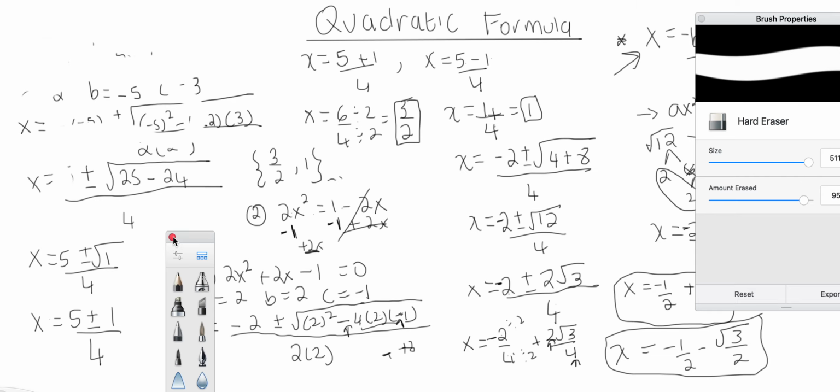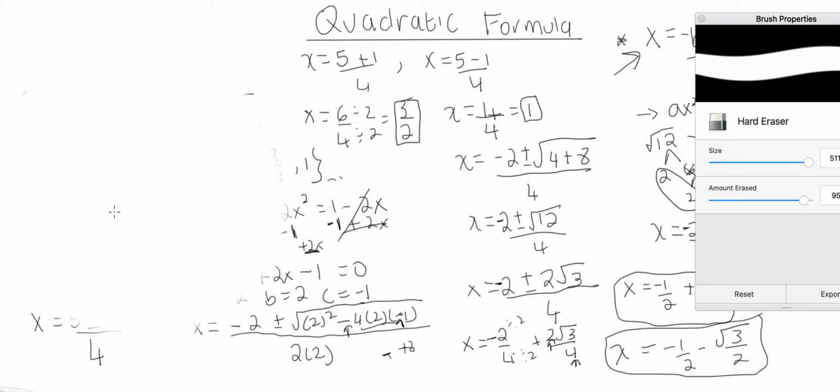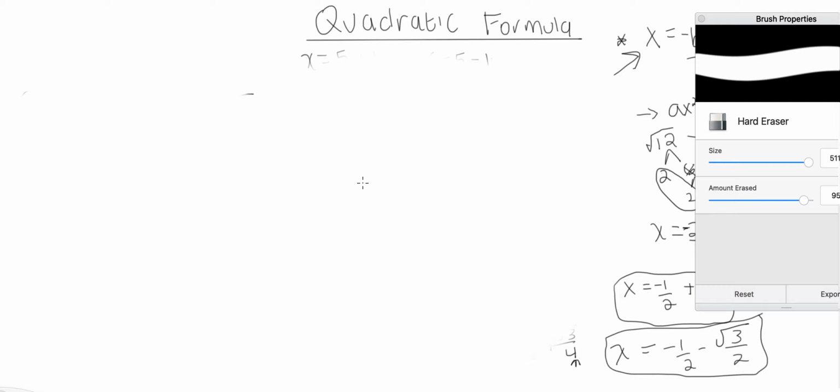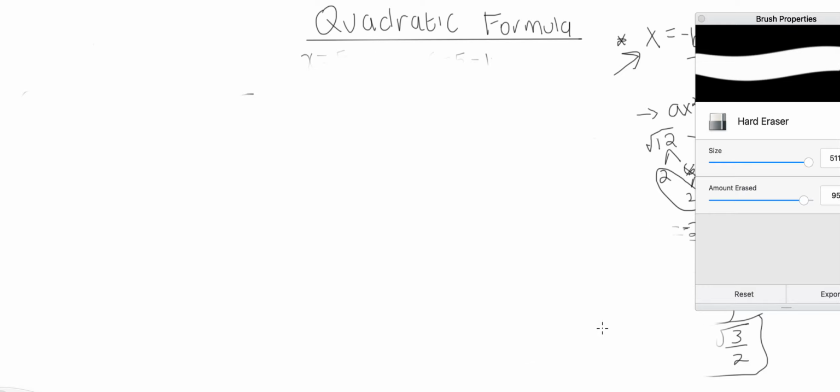Okay, just bear with me here. I'm trying to get it to be big so I can erase it quickly. But I don't want to erase the formula on the side. So I just have to be a little bit careful there.